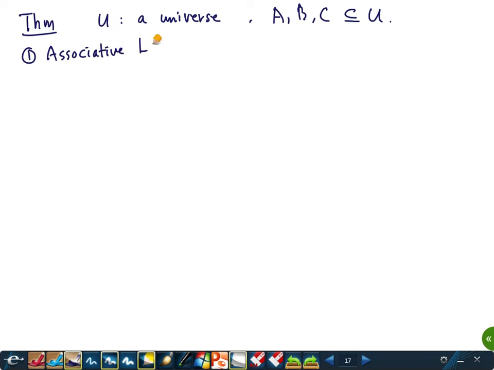I'm not going to prove this. Maybe you are already familiar with this. I'm going to list them. A union (B union C). So this means you take the union of B and C first. You will get a set. With the result, you take the union with A. And the thing is, this is the same as doing it in a different order. And the same thing is true for intersection.